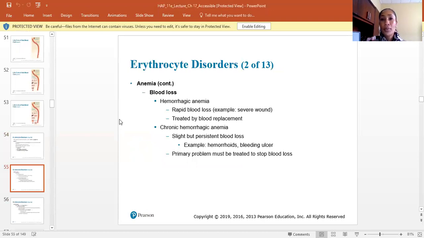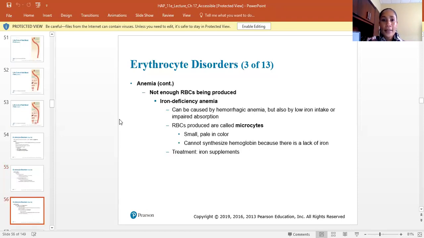So when we're talking about blood loss and resulting in anemia, that can be due to a hemorrhage, where you're rapidly losing blood. So maybe you were in a surgery, you had a child, some condition occurred where you're just rapidly losing blood at one time. A chronic hemorrhage is slight, but it's a persistent blood loss. So let's say you had a bleeding ulcer. That bleeding ulcer is not necessarily going to be a burst and a rush of blood, but a constant kind of leaking of blood. And the primary problem must be treated to stop the blood loss.